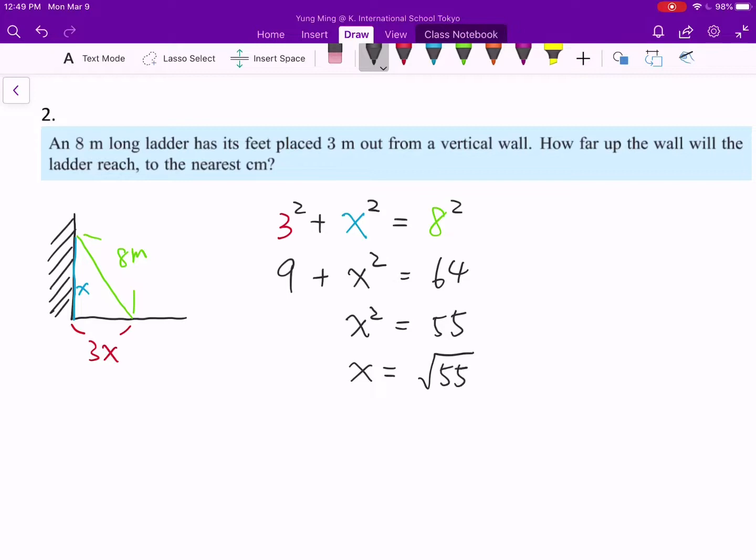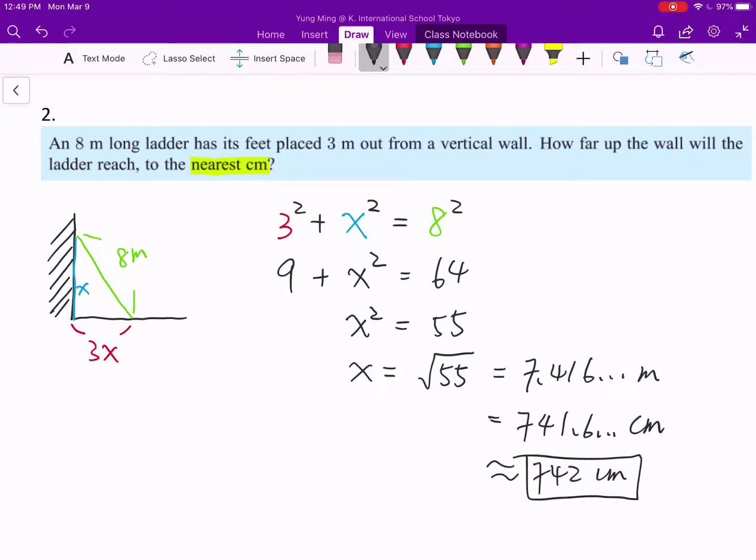Again, we drop the minus. And that's equal to about 7.416 meters. And again, we want to convert that to the nearest centimeters. So we will write that as 741.6 centimeters. And that's approximately 742 centimeters. So that's it.